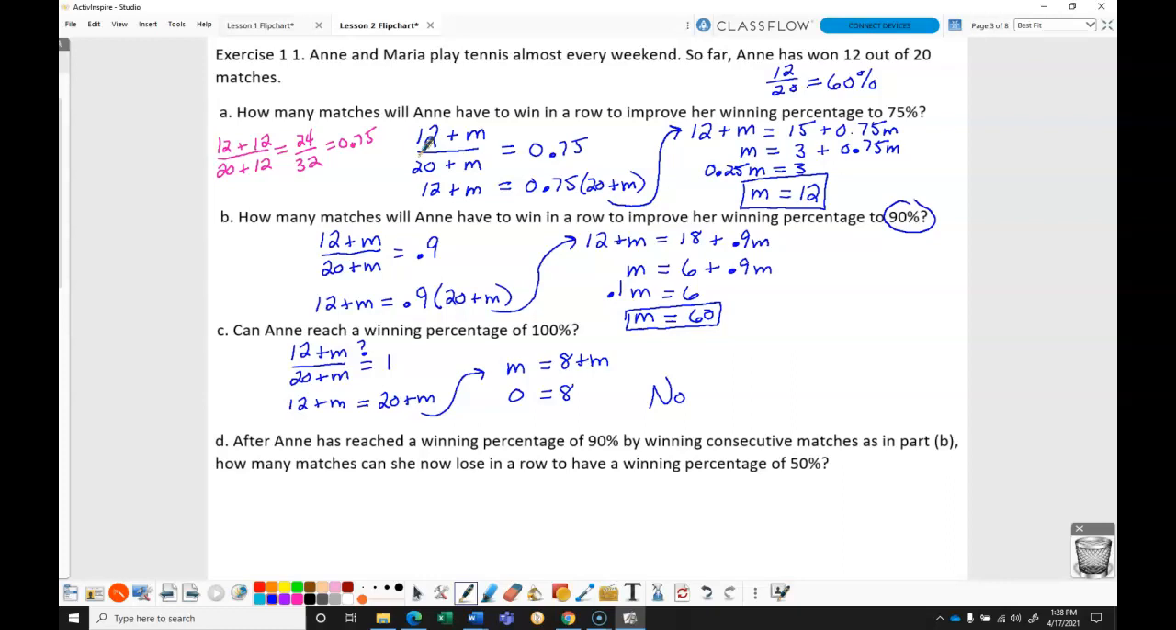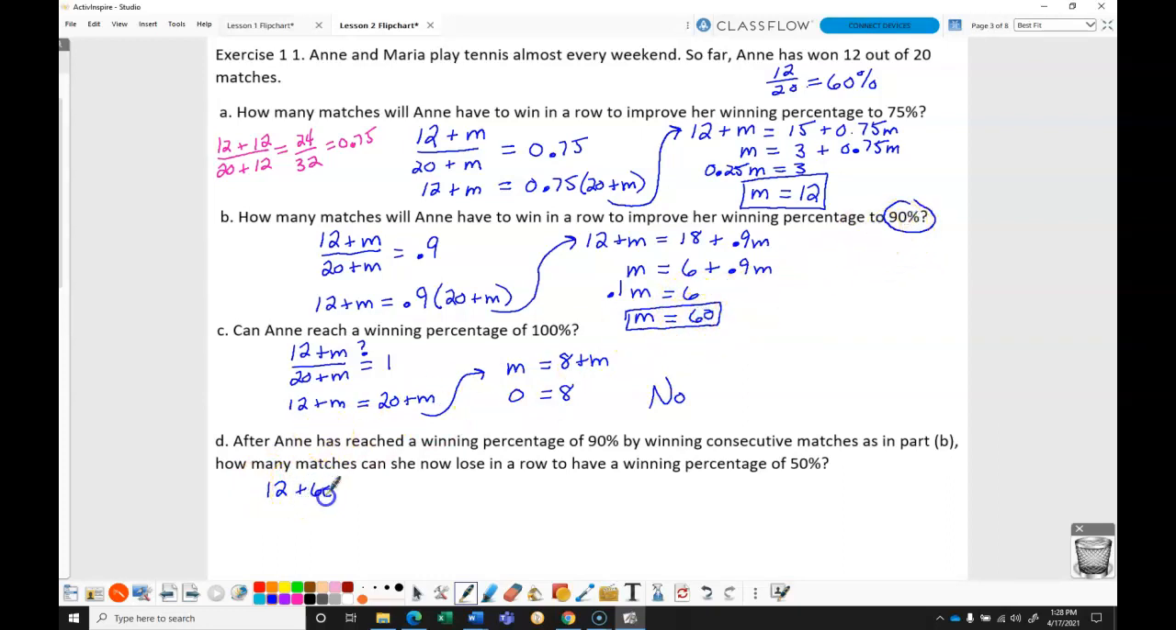So after Anne has reached her winning percentage of 90% by winning consecutive matches in Part B, how many matches can she now lose in a row to have a winning percentage of 50%? Well, if we're losing in a row, that means we would be subtracting from it. So I'm going to go from that original rational function. I'm going to say, okay, her original amount was 12, and we know what the m is for the 90% that it's setting up for.